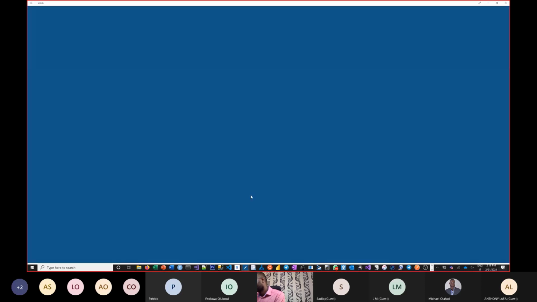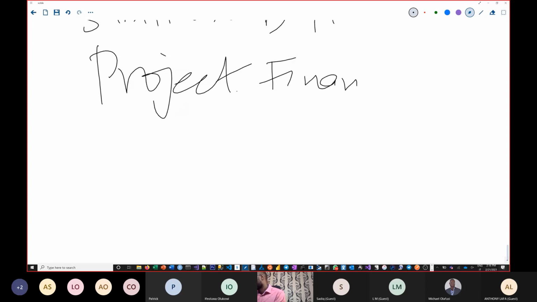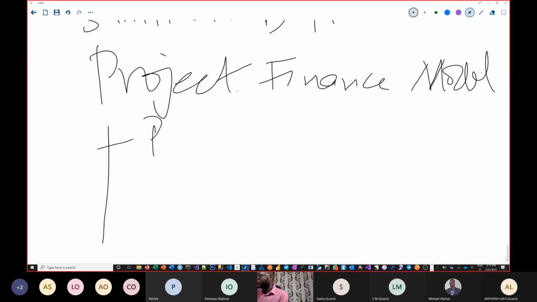And so project finance model. The key thing is, first of all, it's usually around the project. So not a company in the traditional sense, but a project. The project can still be a company, but obviously a project, right? And usually a long-term project. The project with a predictable cash flow.